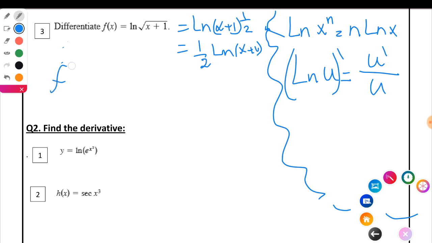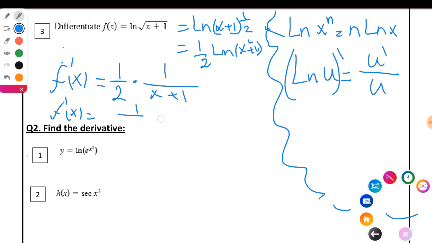The derivative of the function f(x) equals the number multiplied by the derivative of ln. What is the derivative? Apply the rule. The derivative of ln u here will be 1 over u, which is 1 over x plus 1. So the derivative, written in the simplest form, will be 1 over 2 multiplied by x plus 1. When we use the properties of the natural logarithmic function, it makes the derivative easier.